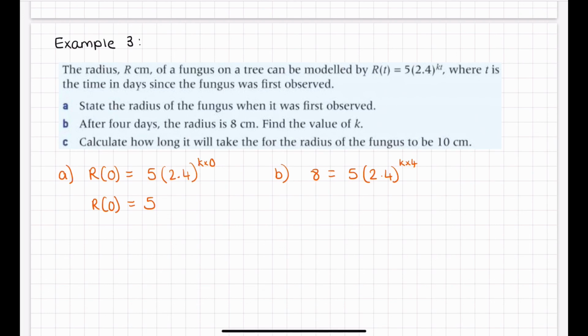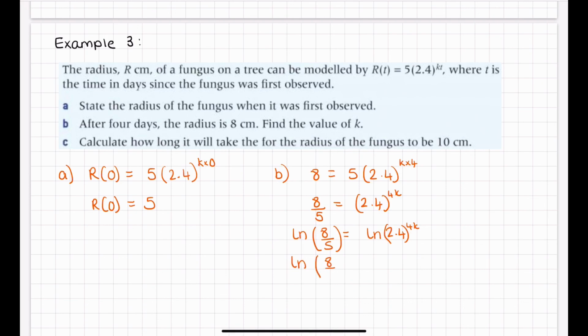Now this is where we can start using logs to solve things. So your first step here I would do is take the 5 over and divide by 8 by 5. So we'll have 8 over 5 equals 2.4 to the power of 4k. Now we can take the log or ln of both sides to rearrange, so we can have the ln of 8 over 5 equals the ln of 2.4 to the power of 4k. By doing this, it means we can bring that k out of the power so we can solve for it.